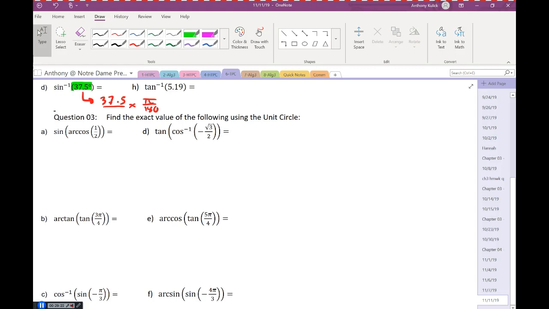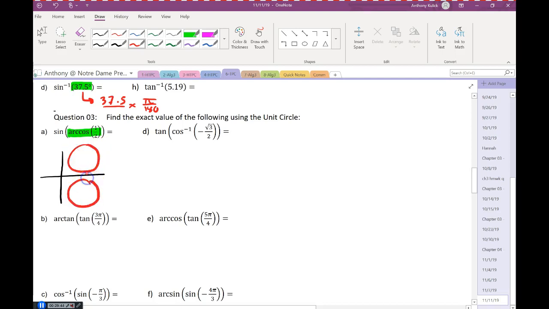Okay. Should we work from the inside out or from the outside in? Inside out. So, if I'm looking at A, I'm starting by looking at the arc cosine of a half. I know cosine is positive in this quadrant and this quadrant. And the fundamental range for cosine are these two quadrants. So the answer I'm looking for is in quadrant 1. Everybody okay with that idea?